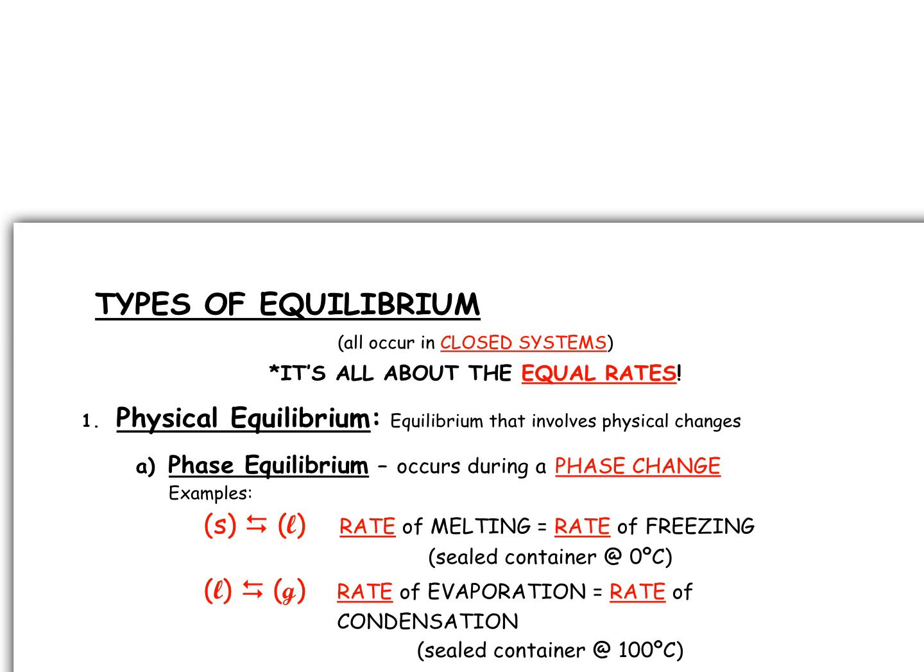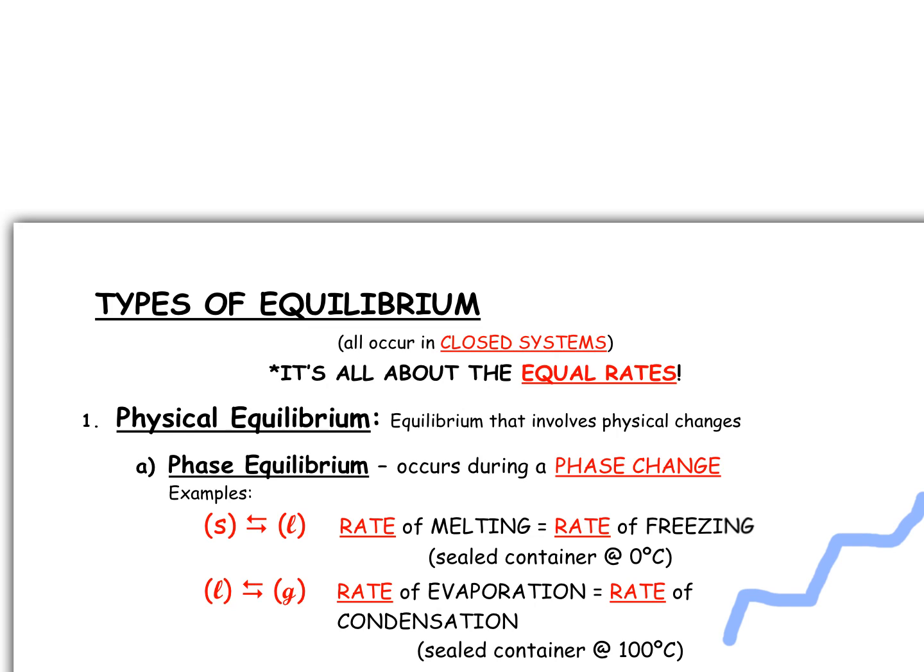For physical equilibrium, we have two types. This is an equilibrium that involves physical changes. Our phase equilibrium occurs during a phase change. This is when a solid is going back and forth from a liquid, or a liquid is going back and forth from a gas. For these, I want you to assume, we have our diagram here.